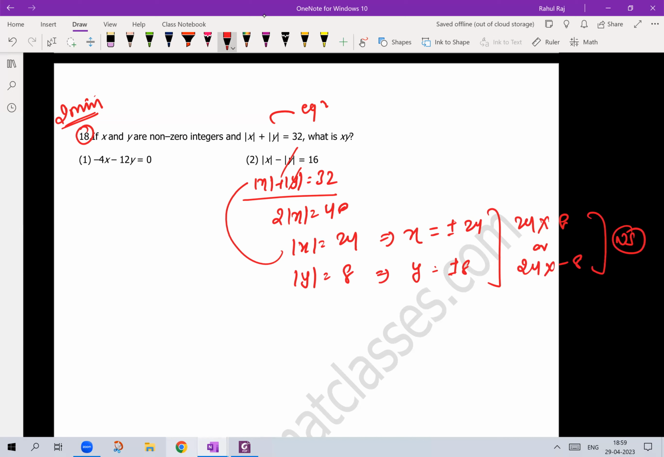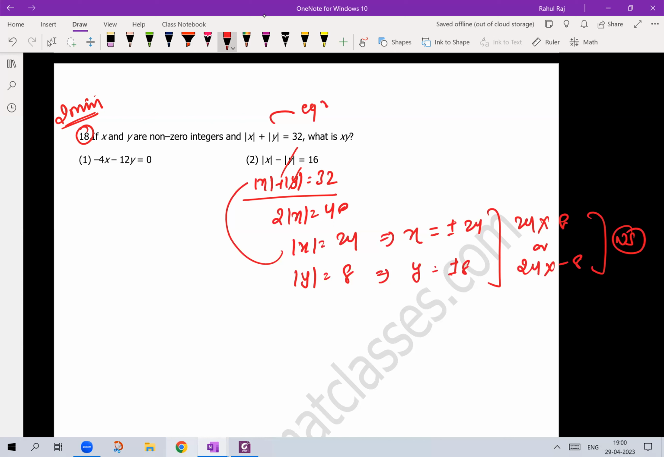Because I did nothing. There was information given to me in the question. I've used that particular information to solve statement number 2 because it was exactly in the same format. So I found out that x can be plus or minus 24, y could be plus or minus 8. And what is the value of xy? xy could be 24 into 8 or 24 into negative 8. That's it. There are 2 different values I'm getting, so it's not sufficient. Anyone, any doubt? Parend, Kashish?